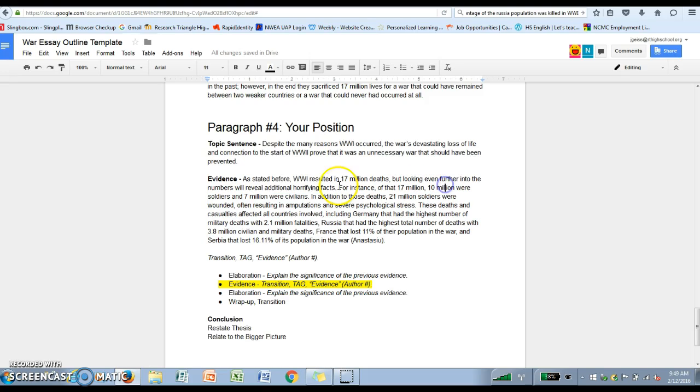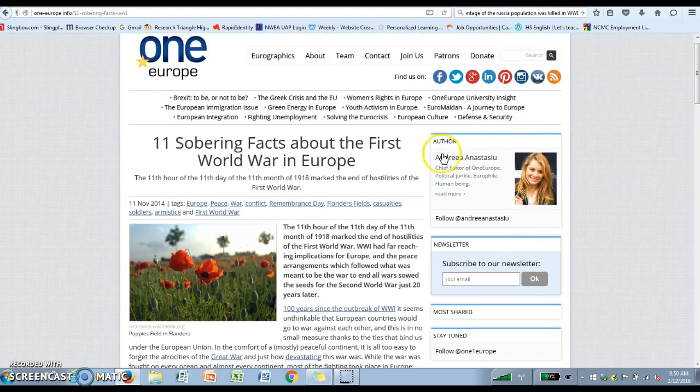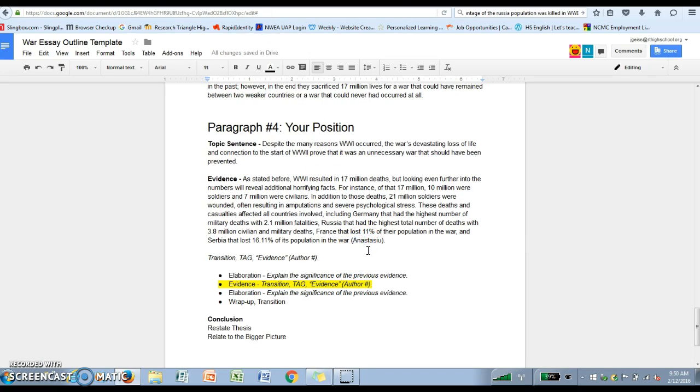It talks about soldiers' deaths, civilians' deaths, the injuries, the outcomes of the injuries, and how each country was severely affected, sometimes even losing 16% of its population. So we can see all this information. And next, the elaboration will explain why this information is significant, just in case readers can't figure it out on their own. And last but not least, don't forget to put your author's last name in the in-text citation. So for instance, the information in that evidence came from this website, and here's the author. So I took her last name, and I put it in the in-text citation.